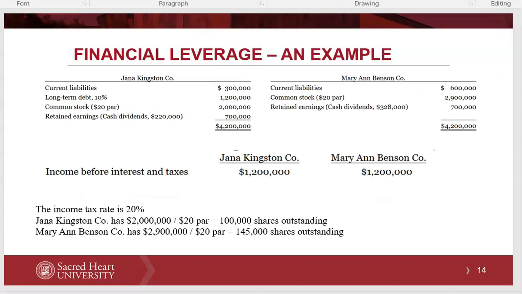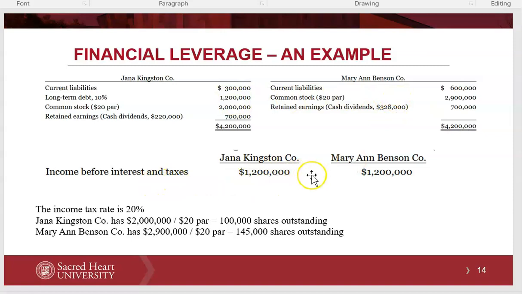Let's take a look at an example. On the left here, we have Jana Kingston Company. We see the financing side of the balance sheet: current liabilities, long-term debt, and the stockholders' equity section. And we see Mary Ann Benson Company has the exact same amount of debt plus equity, or in other words, total assets, but the financing is quite a bit different. Jana Kingston has much more in its liabilities as compared to Mary Ann Benson.